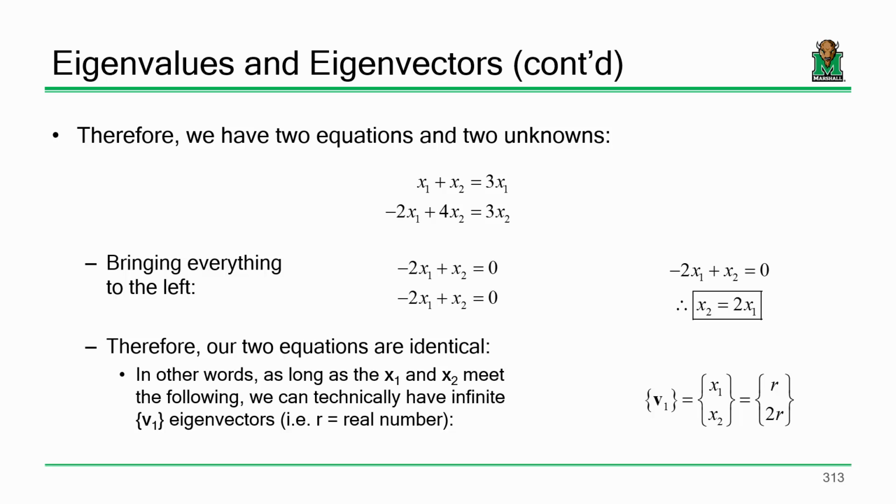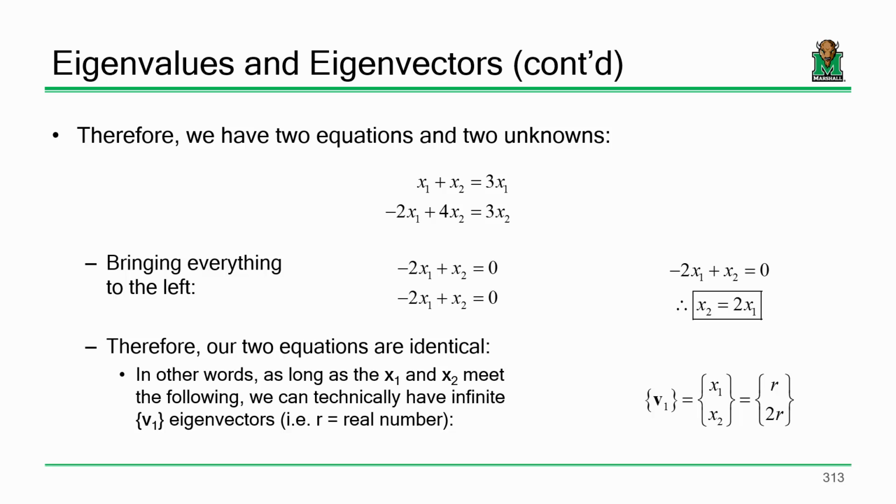I want to bring everything to the left, so I need to subtract 3x1 from both sides, right? So if I subtract, I have x1, and I take away 3, I have negative 2, right? So see how I went from here to here? Now let's take the lower equation. I have 3x2, bring that over. So 4, take away 3, and I have this. I got the same answer, the same equation, okay?